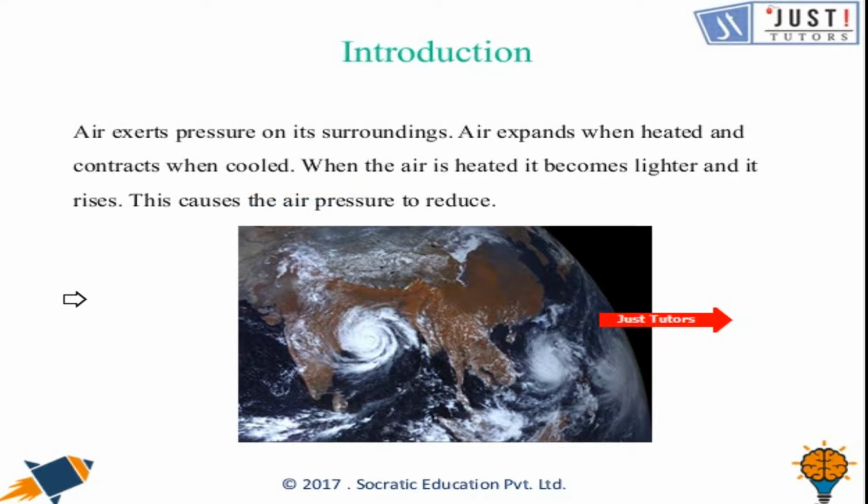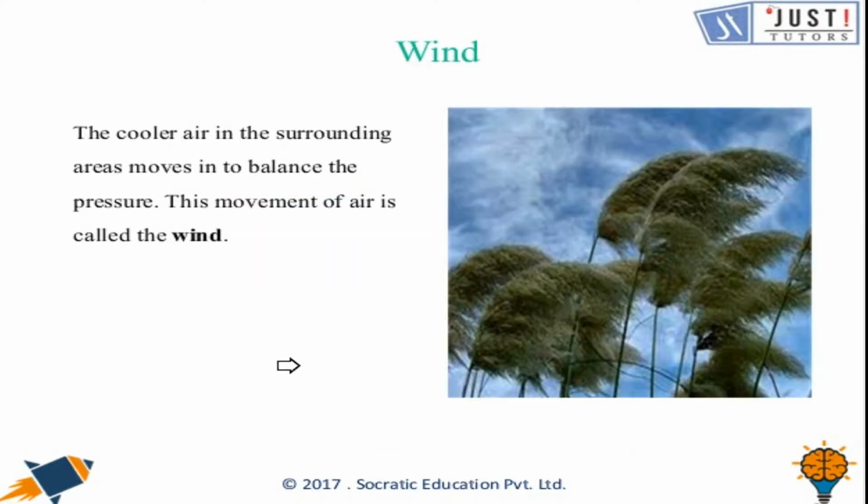Now let's move forward towards the next subtopic, which is wind. In simple language we can say that the movement of air is called wind. Winds are caused by variations in air pressure. A wind blows from a region of high pressure to a region of low pressure, and the speed of the wind mainly depends on the difference between the pressures of the air in the two regions. So this was all about wind.